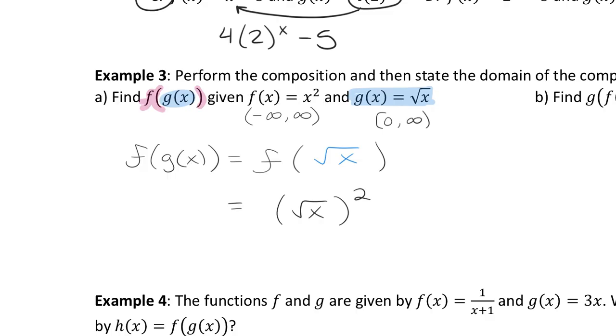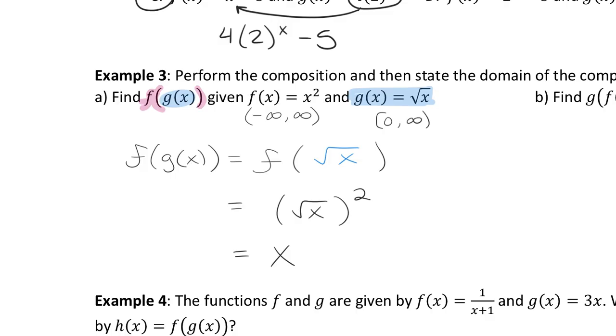Oh, interesting. I have square root and squared. What happens there? They cancel out. So what am I left with? Just x. What kind of function is just a regular x? Linear. Is there any domain restrictions on linear? No, so my final function has no domain restrictions.